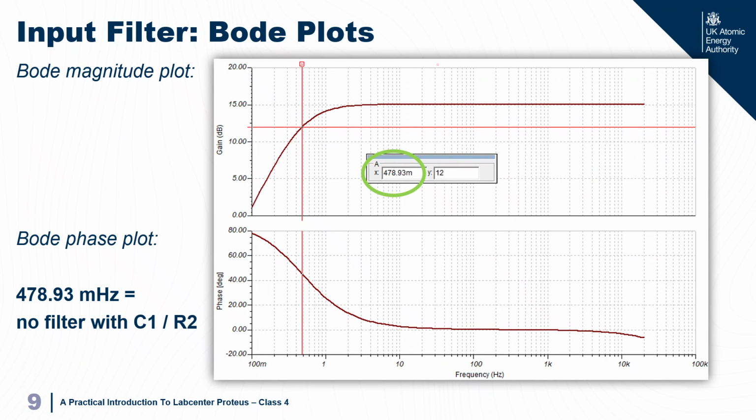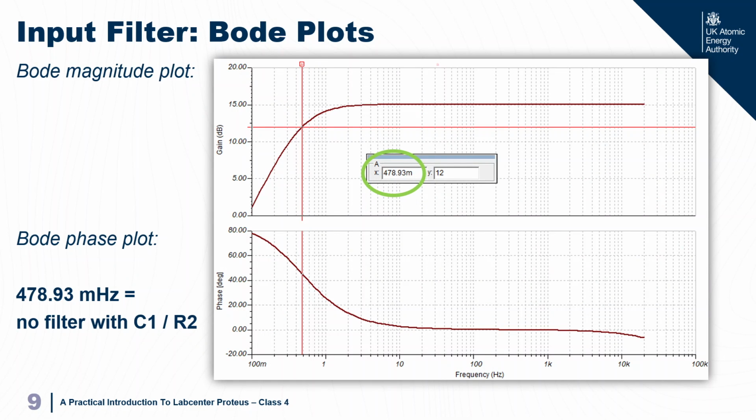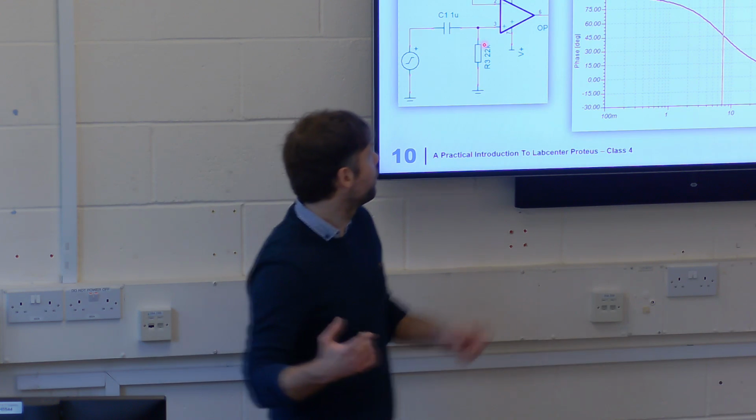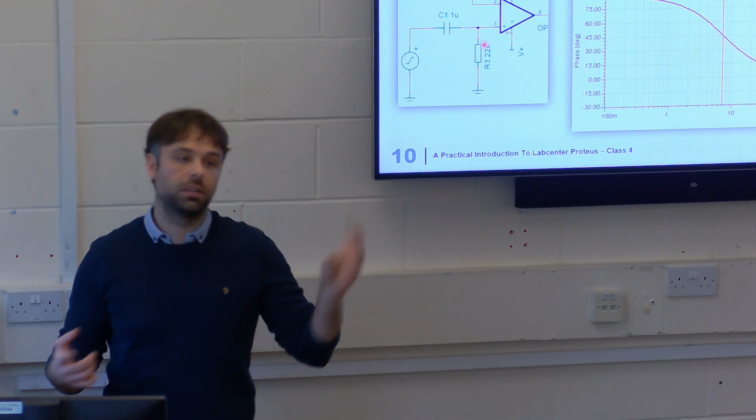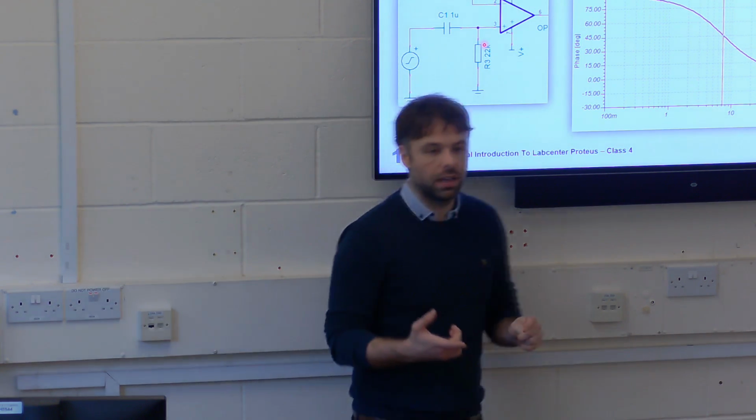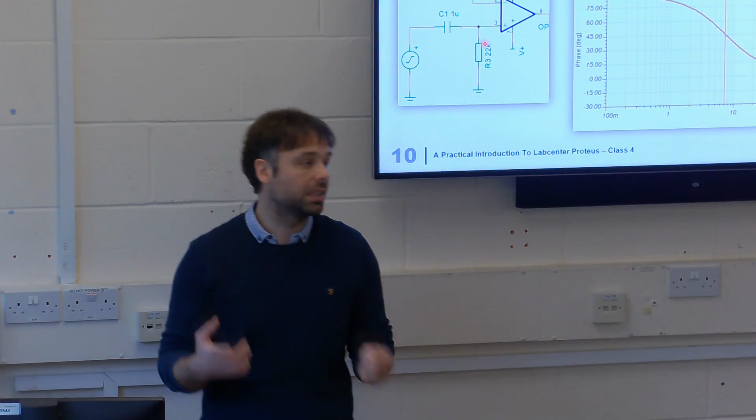So that's confirmed that we've only got the filter of these two components, and I needed to add that because of the bias. Okay, so compromise. I put a 1 meg resistor there, but I've actually specified it 22K. The reason is that if you didn't know, the higher the resistance value of a resistor, the more noise it generates. High resistance resistors are noisy.